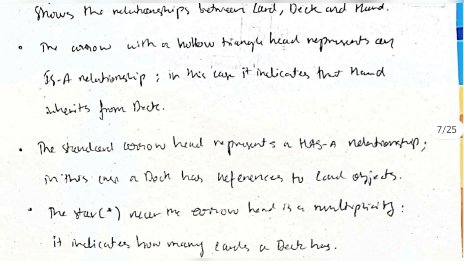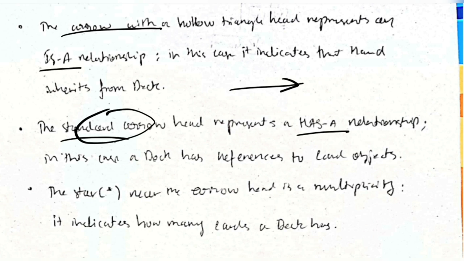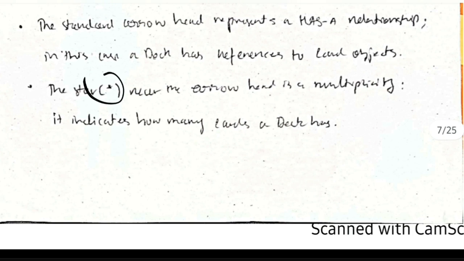Okay, this is just the explanation of what I just explained. An arrow means a relationship: the standard arrow is the has-a relationship, the horizontal one, and the is-a relationship is the one with the hollow triangle, which was the vertical one. Okay, that's all. And star is how many cards the deck has. That's just representing the number.